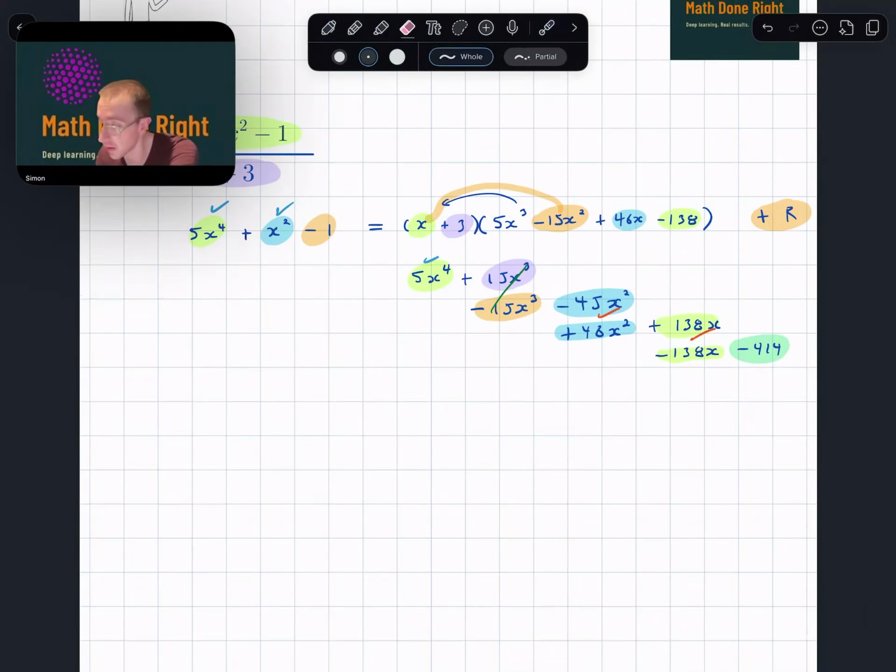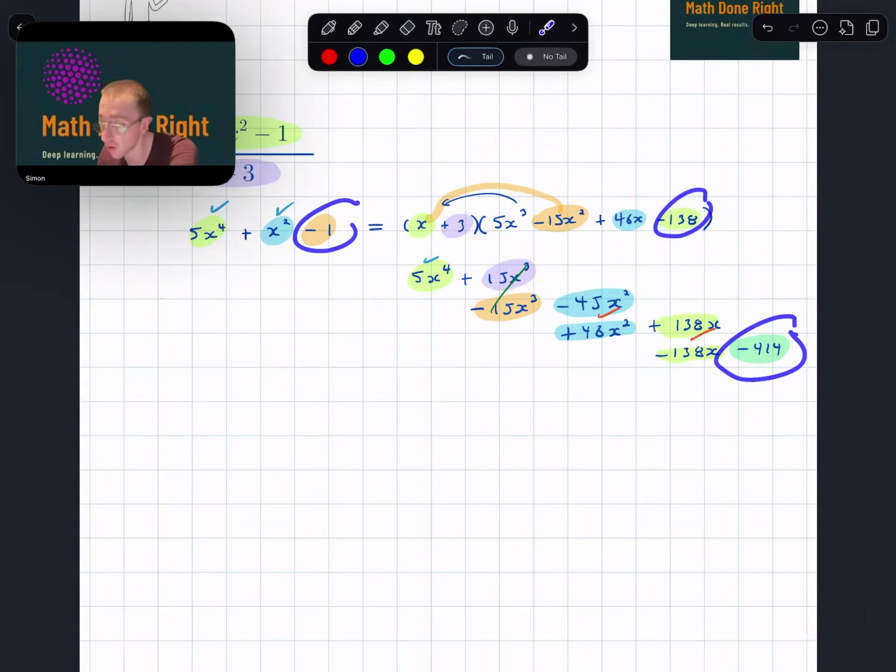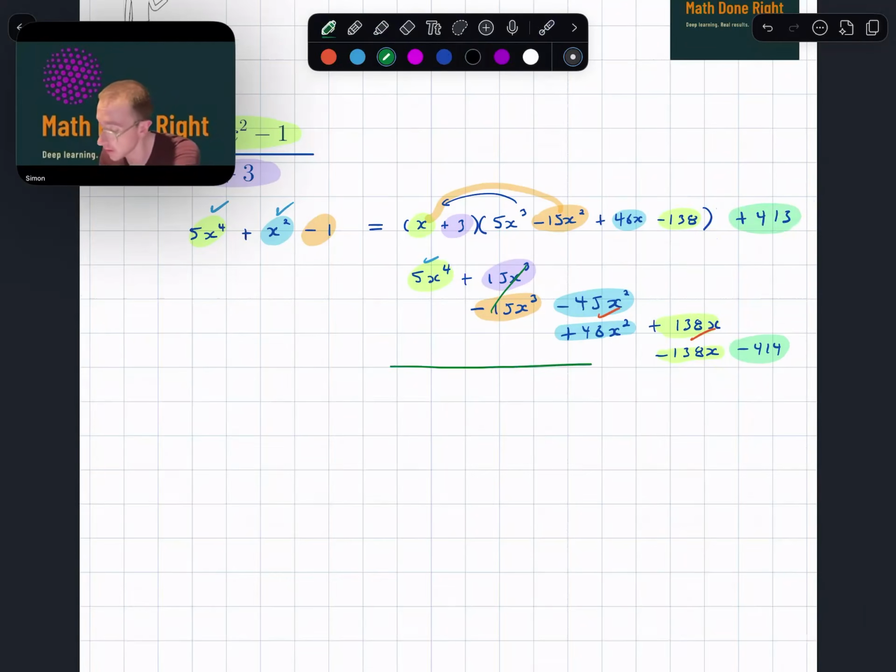It's supposed to be negative 1. So the remainder is what we add to the actual output, right? We stop when we get to a constant. We can't lower the degree of the term anymore. So we look at what we actually have, which is negative 414. We want negative 1, so we add 413 as the remainder. What is the final output going to be?